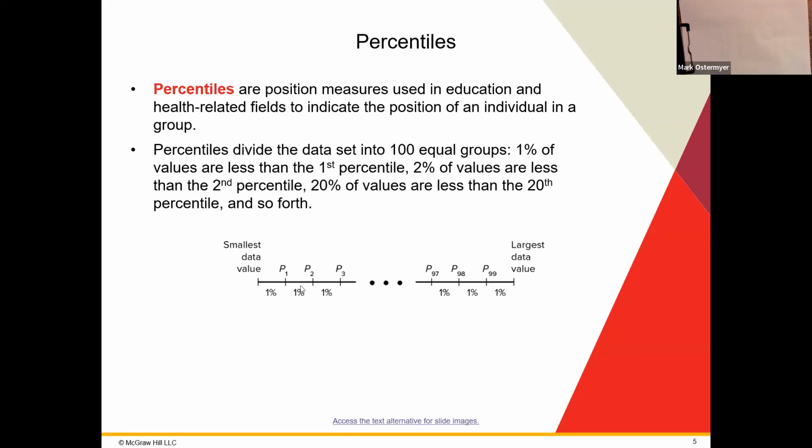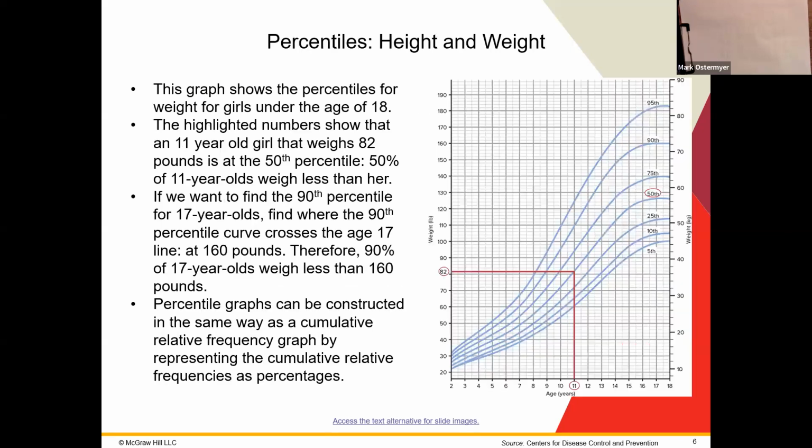If you scored in the second percentile in an SAT exam, that means you'll probably be taking it over again, as 98% of the scores are higher than your score, and only 2% are lower than your score. So that's what a percentile value is.